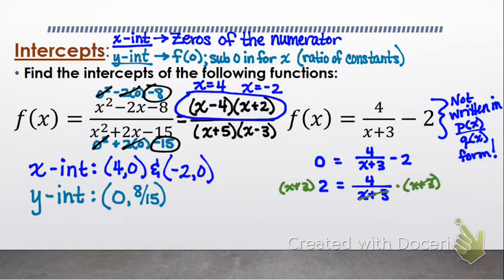That would give me 2x plus 6 equals 4. 2x equals negative 2. So x is negative 1. So my x-intercept would be negative 1, 0.